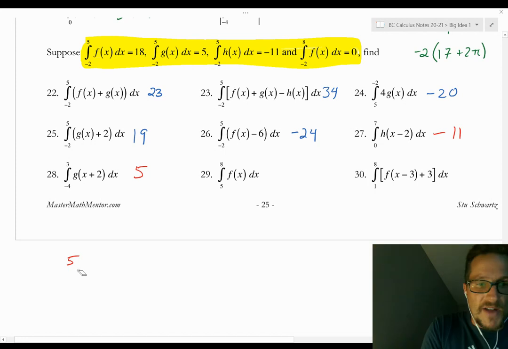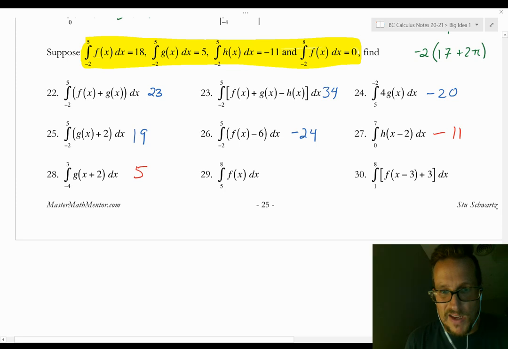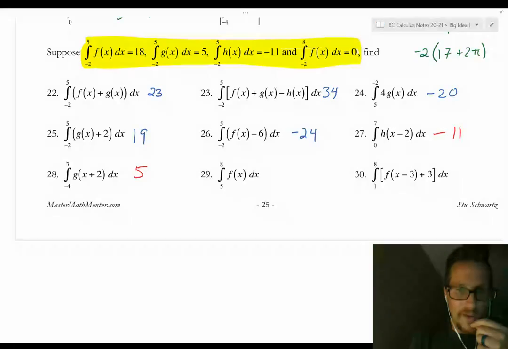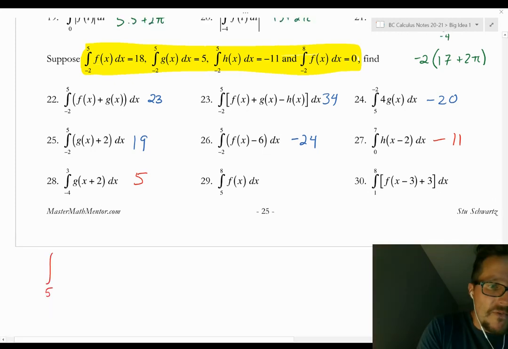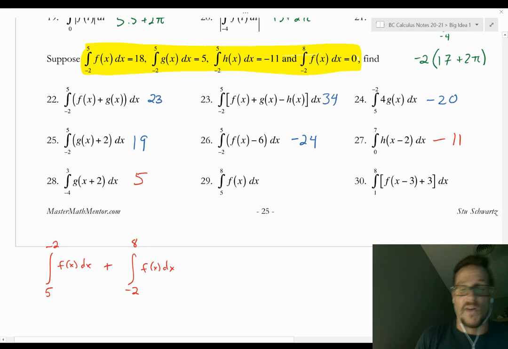So the integral from 5 to 8, we don't have anything that's from 5 to 8. So how can we unpack 5 to 8? Let's see. Oh, I got it. How about this? How about the integral from 5 to negative 2 of f of x dx plus the integral from negative 2 to 8. That would indeed be the integral from 5 to 8, according to the property.